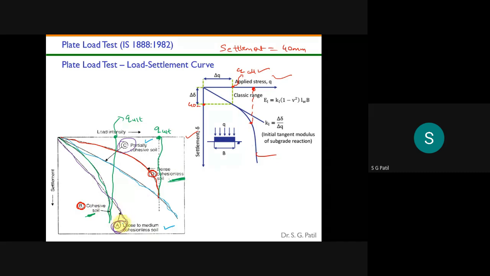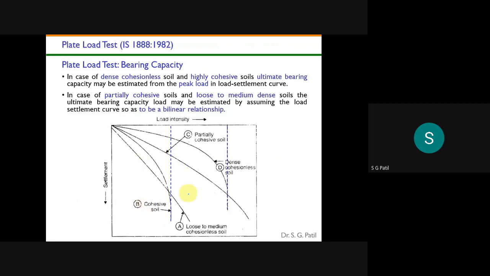But how do we find the failure loads for these types of curves, like loose to medium cohesionless soil as well as partially cohesive soil? In that case, you have to draw two tangents here. One tangent at the initial stage of the curve and another tangent at the final stage. Wherever these two tangents meet, that will be taken as your Q ultimate. So this is your Q ultimate.